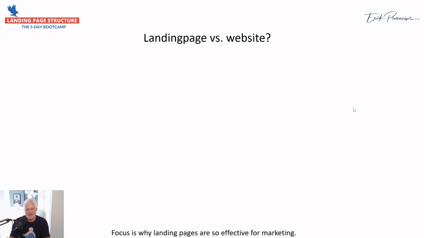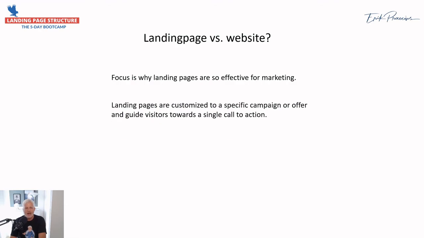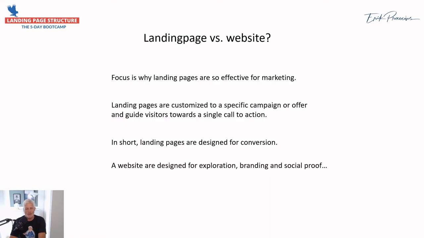Let's talk about the landing page versus a website, because a landing page is so effective because there is full focus on the subject. A landing page is customized for a specific offer. They are designed for conversion, and that is really the most important thing about a landing page. A website is designed for exploration, branding, and social proof. The purpose of a website is to brand yourself and give information to the customers and clients.